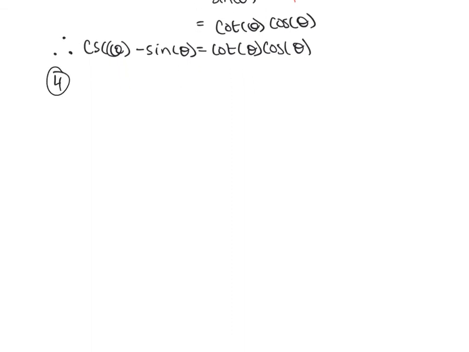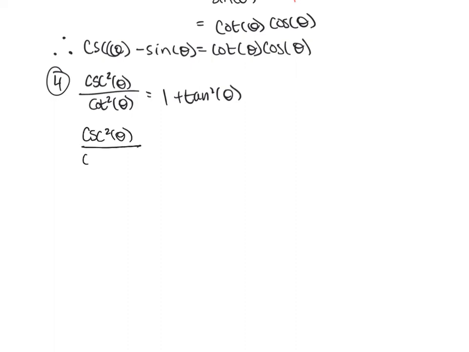So problem number 4, we're going to start using some more of our identities as well as more fractions. So we're going to have cosecant squared theta over cotangent squared theta is equal to 1 plus tangent squared theta. So again, both of these look fairly interesting. I think I'm going to start with the left side with a fraction because, you know, fractions take a little bit of work.